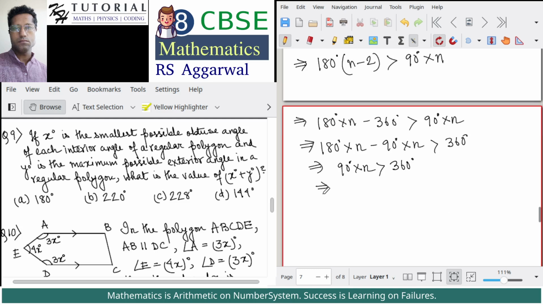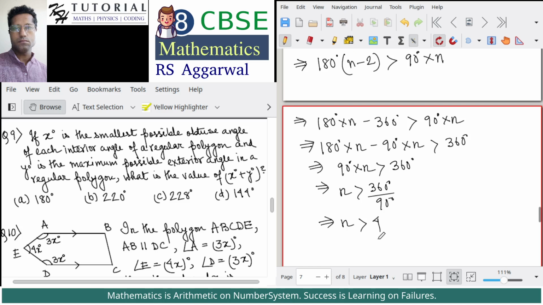So from here I can say that in this inequality I will divide both sides by 90 degree. So I will have n greater than 360 degree by 90 degree. This means that n is greater than 4. So if I have to have, in a regular polygon of n sides, each interior angle greater than 90 degree, I must have n greater than 4.